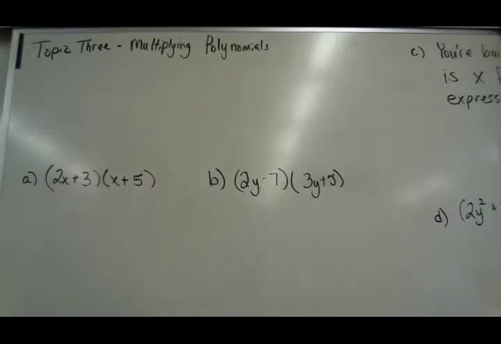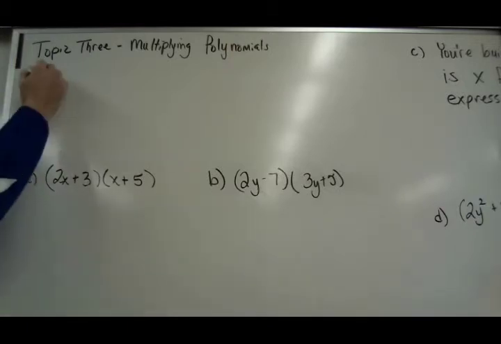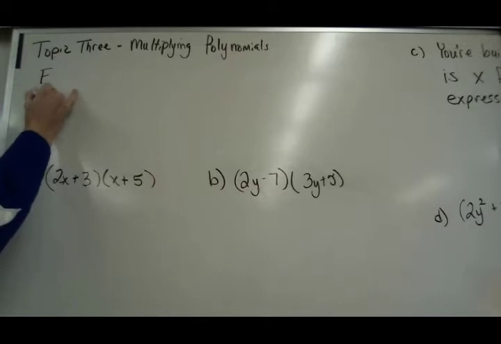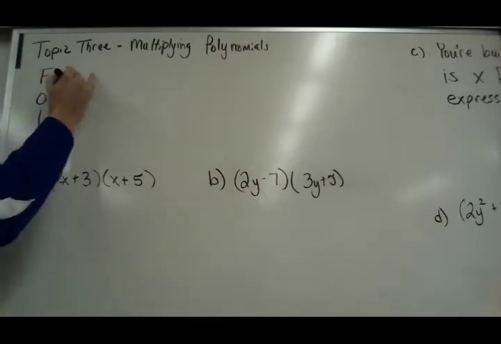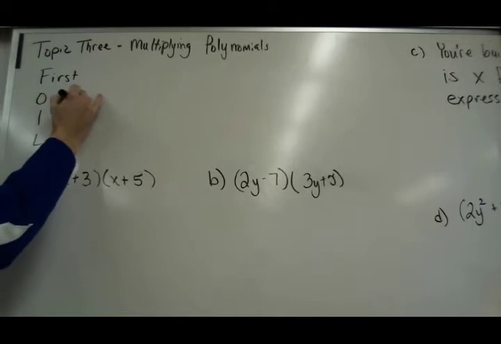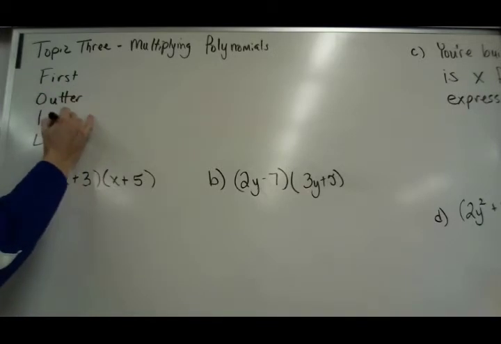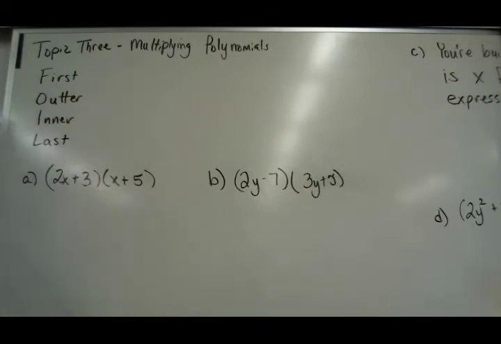Hi everyone, welcome back. So today we're going to look at topic 3, which is multiplying polynomials. You may remember and have been introduced to an idea called FOIL. Now FOIL is used to multiply binomials, and essentially it's just the distributive property. What FOIL stands for is first, outer, inner, and last. So FOIL: first, outer, inner, last.